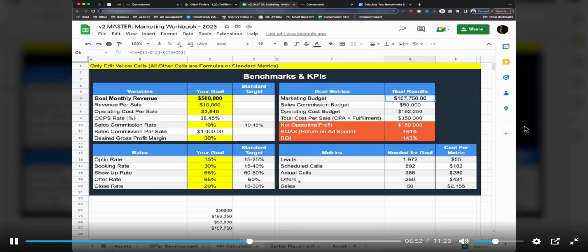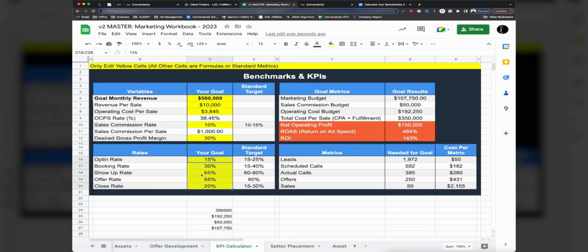Okay? So from there, if these metrics are true, then we know where our KPIs need to be and what our cost per KPI needs to be to stay under this marketing budget and keep all things relative. So the way this is broken down is we take our sales in order to generate this monthly revenue, and then we use our percentages to reverse engineer how many leads we need to generate. Okay, so if we need 50 sales and we have a 20% close rate, that means we need to make an offer to 250 people so we can close 50 of them.